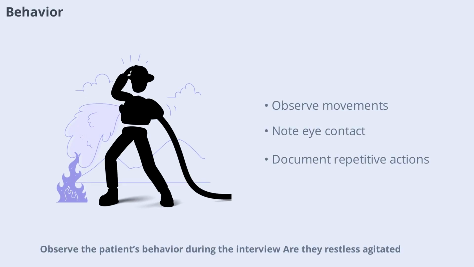Observe the patient's behavior during the interview. Are they restless, agitated, or unusually still? Do they make eye contact or seem withdrawn? Behavior can reflect underlying emotional states or psychiatric symptoms. Pay attention to movements, gestures, and any repetitive actions. Document your observations clearly, as these details can be important for diagnosis and treatment planning.